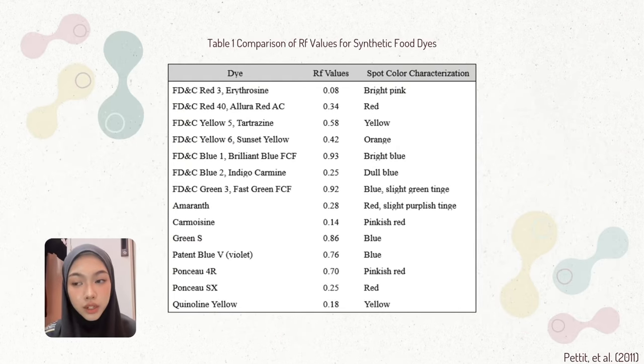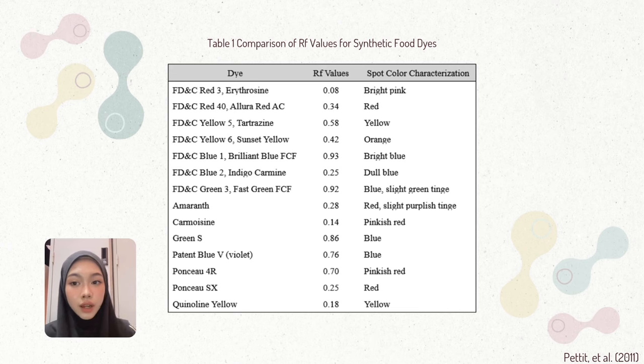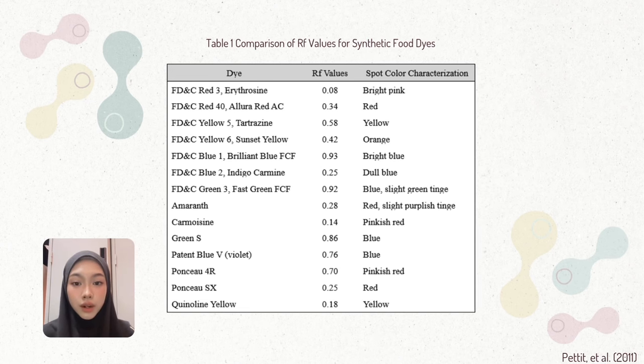Additionally, the table attached is the table for comparison of Rf values for synthetic food dyes. After calculating the Rf value of the dye in our sample, we can compare it to this table to know which is the spot color characterization.